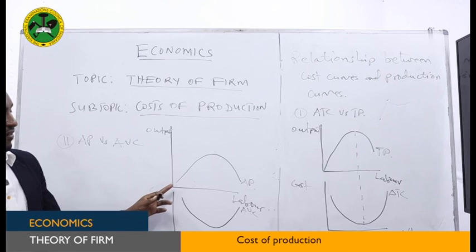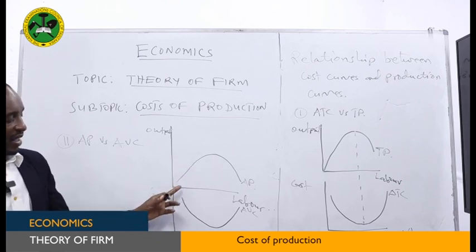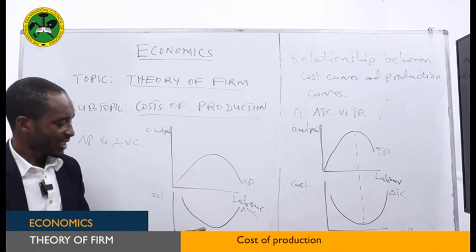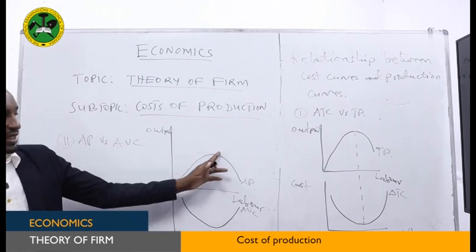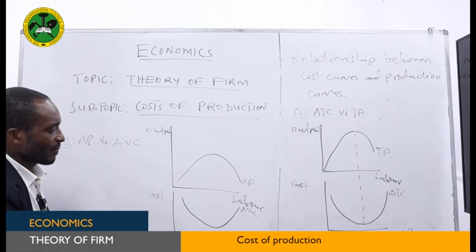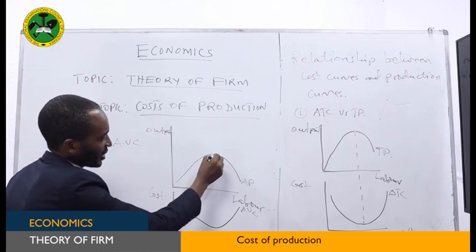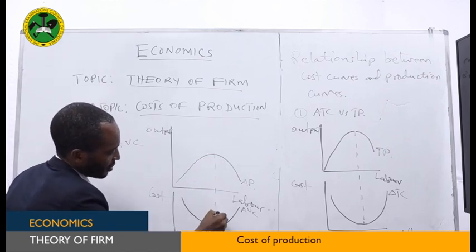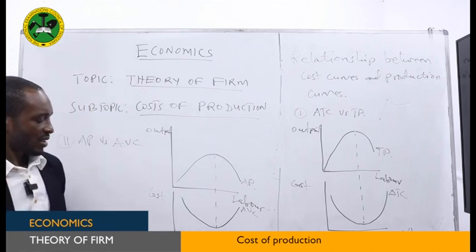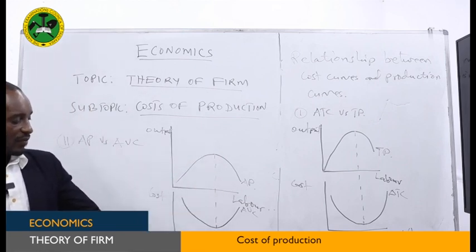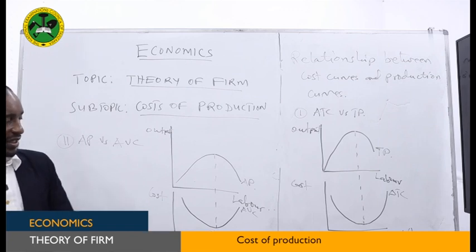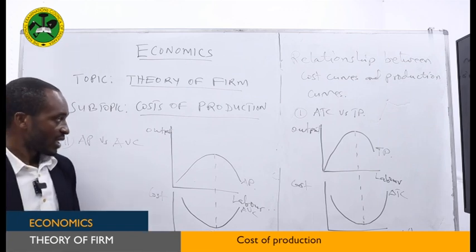It means when average output increases, average variable cost declines. When this reaches maximum, this reaches minimum. When this declines, this increases. So the relation will be like this. When the average product is at maximum, average cost will be at a minimum.